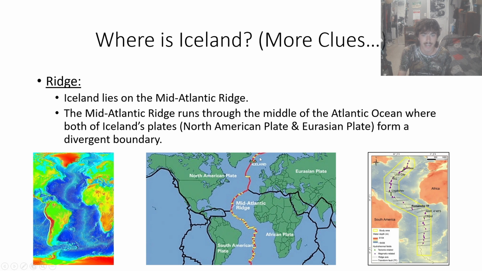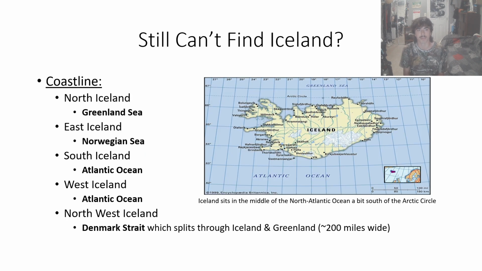And Iceland right here, you see it separates it just about right down the middle. And yeah, that Mid-Atlantic Ridge runs between South America and Africa. And yeah, it's just in the Atlantic Ocean. That's why it's called the Mid-Atlantic Ridge. Pretty much self-explanatory. You still can't find Iceland? It's looking a little bad for you, I'm not going to lie, because I've given you a lot of clues.